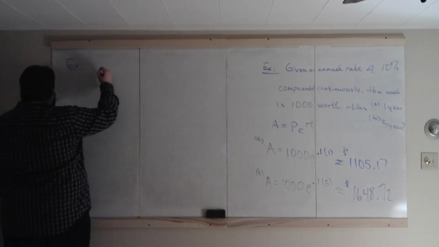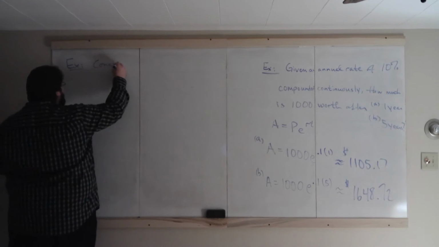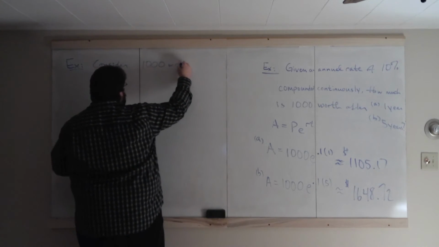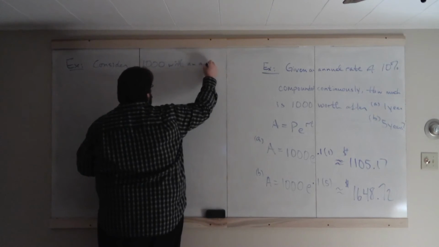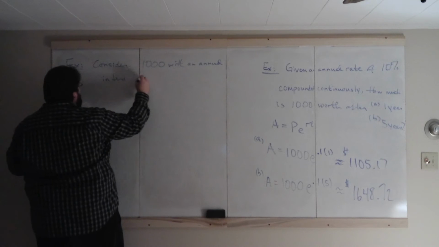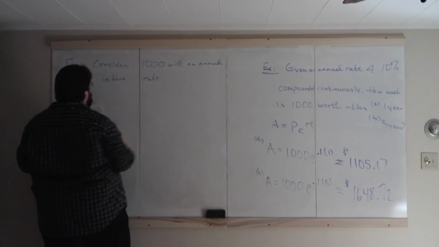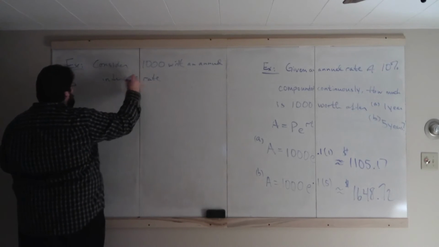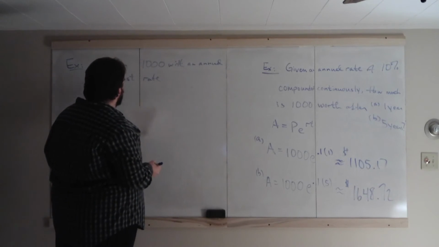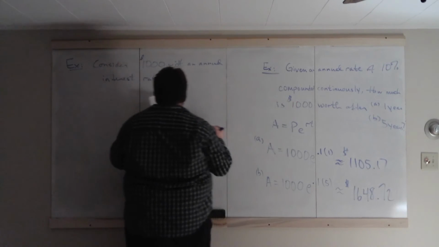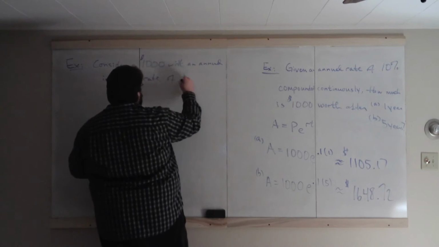Example. Consider $1,000 with an annual interest rate. I wrote I-N-T-E-R-E, I need an S-T. I should put dollar signs on the money. Consider $1,000 with an annual interest rate of 5%.